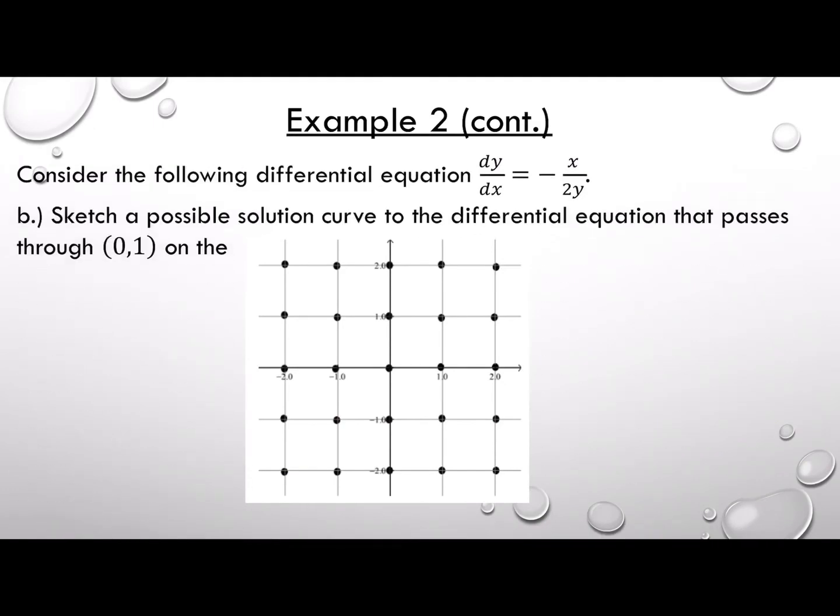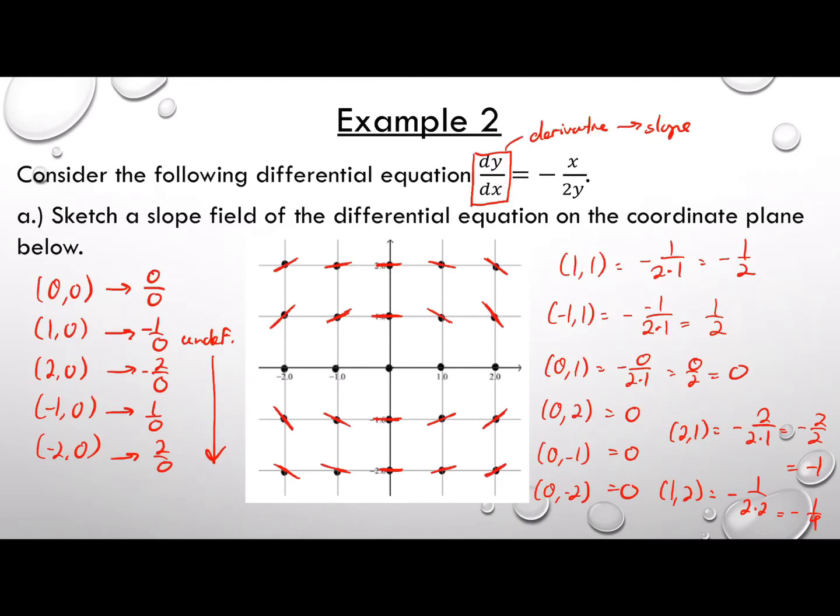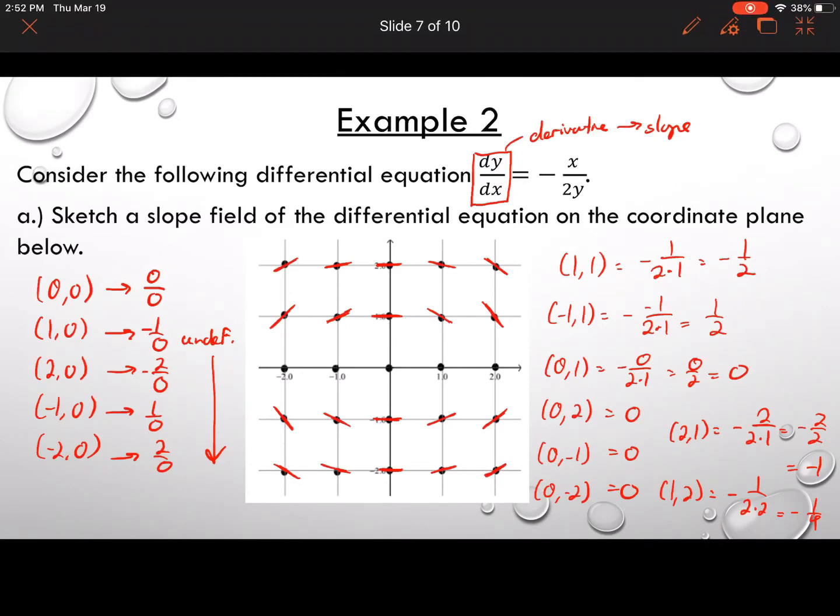Now, part B. Part B asks you to sketch a possible solution curve using this slope field through 0, 1. So I'm actually going to go back to part A only because I don't want to draw these slopes again. So we're asked to draw a graph. So how are we going to draw this graph? First it tells us that the graph has to go through 0, 1. So we have that. Now it also tells us that it has to be a solution to this differential equation.